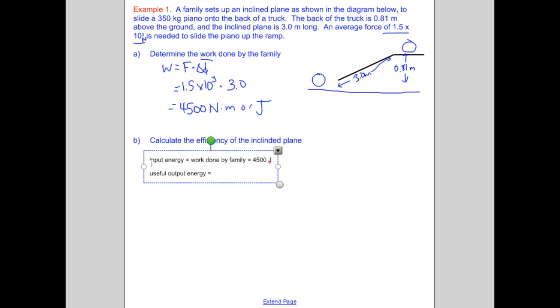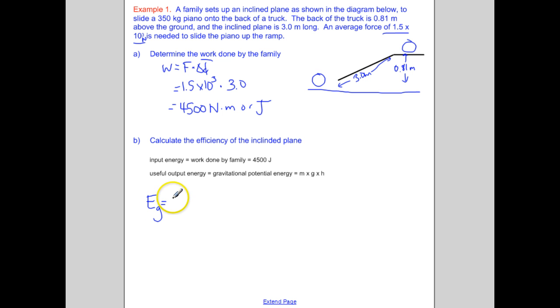is, where do we get our piano from start to finish? We got it from the ground up. So we're working against gravitational potential energy to lift that piano from the ground up to 0.81 meters. And so we need to figure out what that is using this formula, m times g times h. And then we can figure out what the efficiency was for this process. So the first thing is to figure out what was our useful energy output.